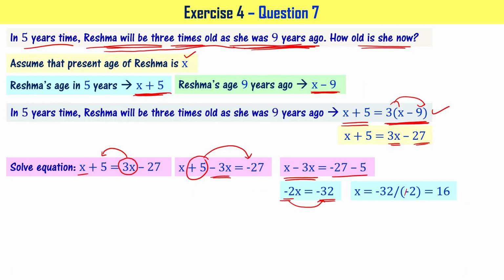I can cancel these two minuses first, right? That becomes 32 divided by 2, that is equal to 16. x equal to 16 is the answer. Present age of Reshma is 16 years. Got it?